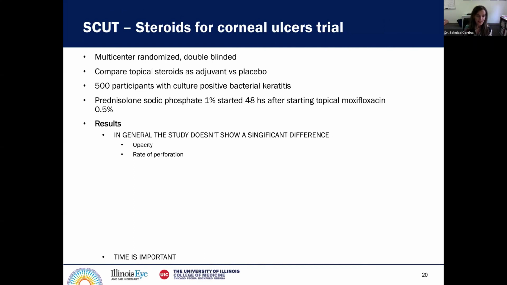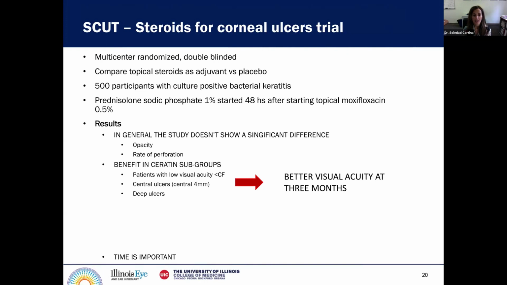The results show that in general, the study doesn't show a significant difference in opacity or the rate of perforation in these patients. So whether they used steroids or they didn't use steroids, these 2 endpoints did not change for all patients on average. So this was surprising. We all could have bet that opacities were going to be less, that perforation was going to be less. This was not the case. But we did learn that it did benefit in certain subgroups. For example, patients with low visual acuity, less than count fingers at presentation, patients with central ulcers, the central 4 millimeters, and patients with deep ulcers, we saw that those that were randomized to the steroid group had better visual acuity at 3 months.